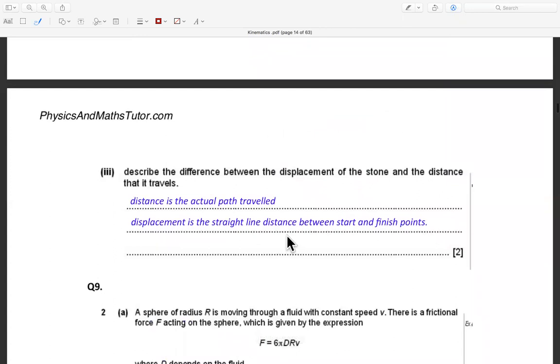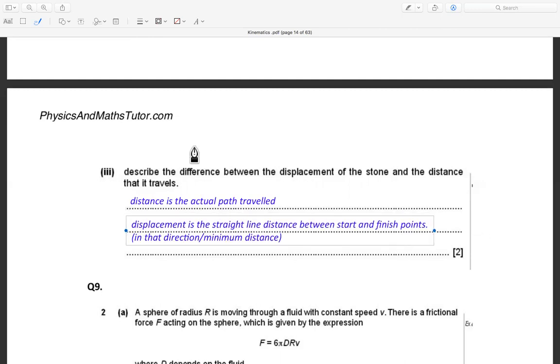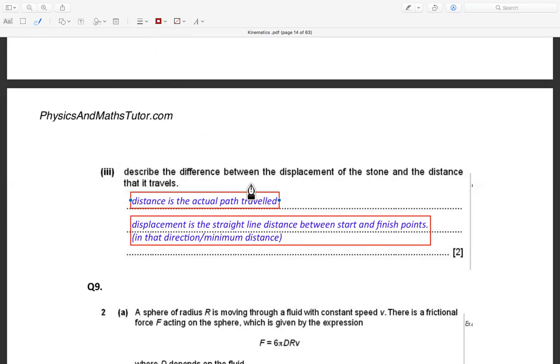Or actually, in this case it is like the minimum distance in that direction. Yeah, that's it. This is the difference between displacement and distance.